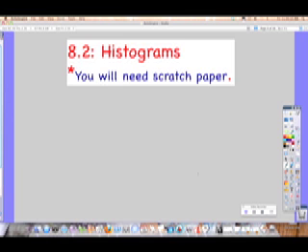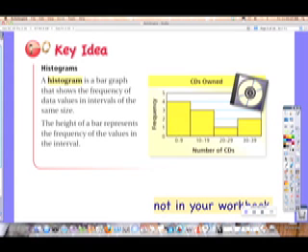Histograms, bar graphs, they both have bars. Histograms, let's make sure that we understand the difference. Okay, this bar, don't worry about copying down. Let's just make sure we know what's going on. Okay, are you ready? First thing I want to point out is histograms always have a title.